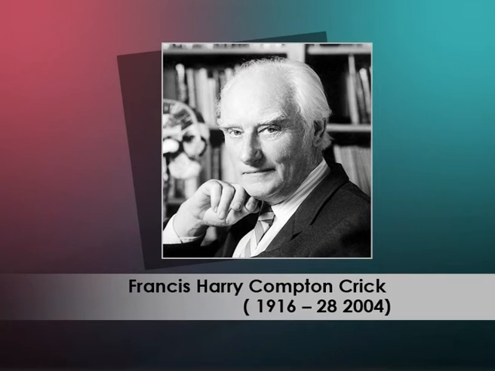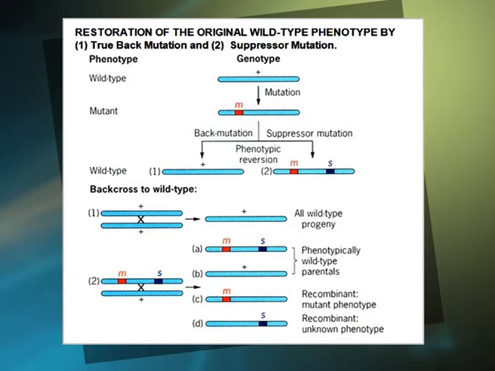Francis Crick used suppressor mutations to determine codon size. 1 and 2 base insertions or deletions of the same sign resulted in a mutant phenotype. Deleting or inserting 3 bases could give a wild type phenotype. In this figure, you can see the restoration of the original wild type phenotype, which has been done by both true back mutation and suppressor mutation.